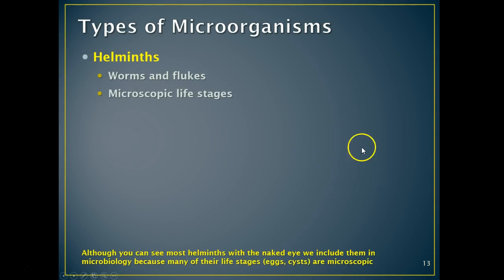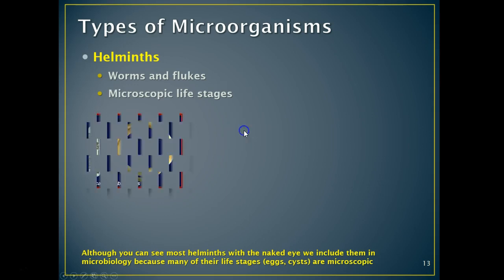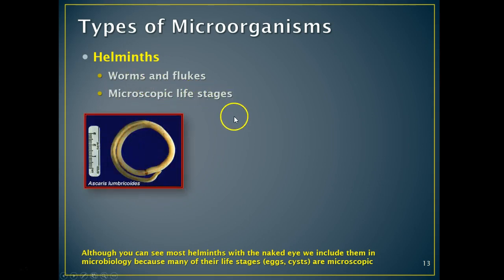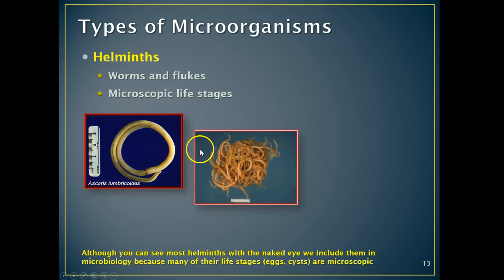On the helminths, we have worms, but we also have things that are called flukes. Fortunately for us, these flukes do not use the force. But again, they do have these microscopic life stages. They do grow bigger. This Ascaris here is one of the largest ones, but you get infected through its eggs, which are microscopic, and then it grows inside you. You can see it's quite large.